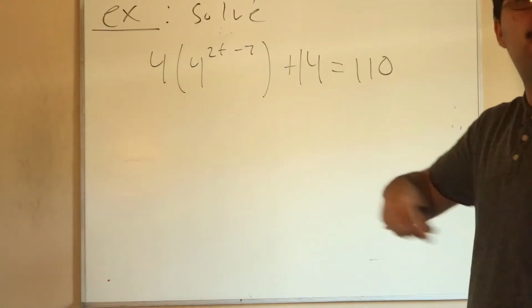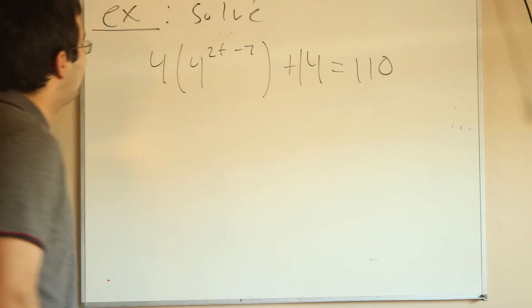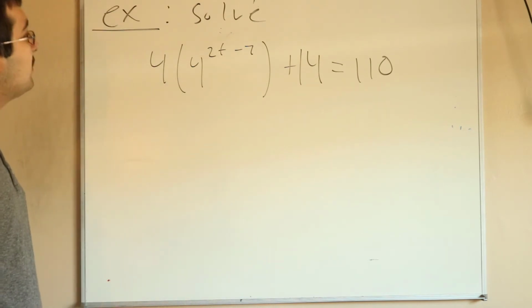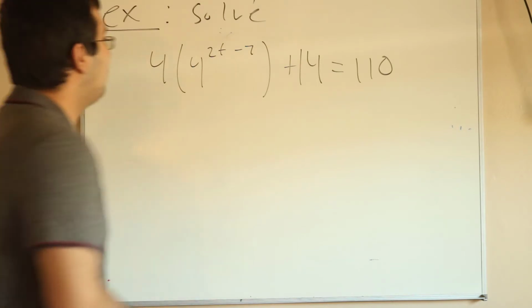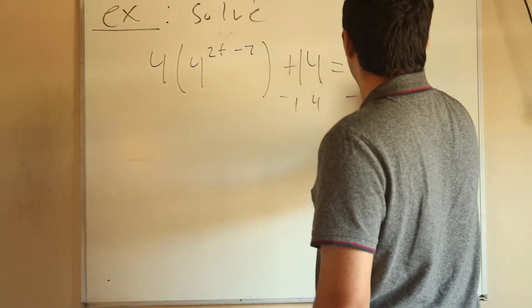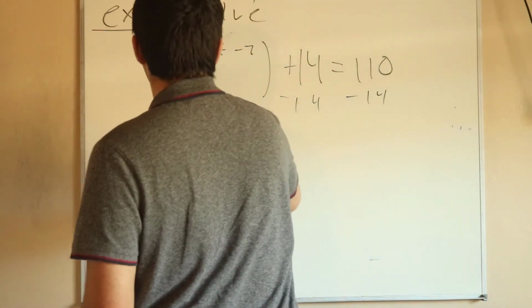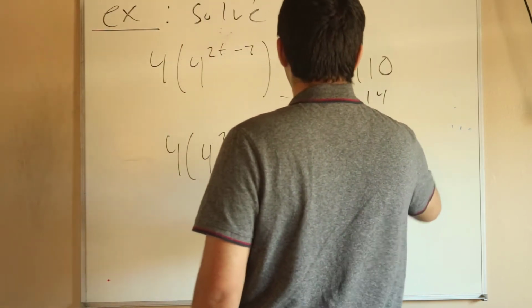Okay, so let's just go ahead and ramp up the difficulty a little bit and consider the following equation. 4 times 4 to the power of 2t minus 7 plus 14 equals 10. Let's go ahead and solve this. Great first step, subtract 14 to both sides. So we're going to get 4 times 4 to the 2t minus 7 equals 96.